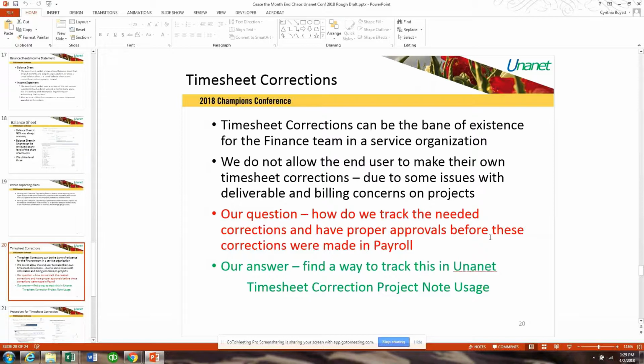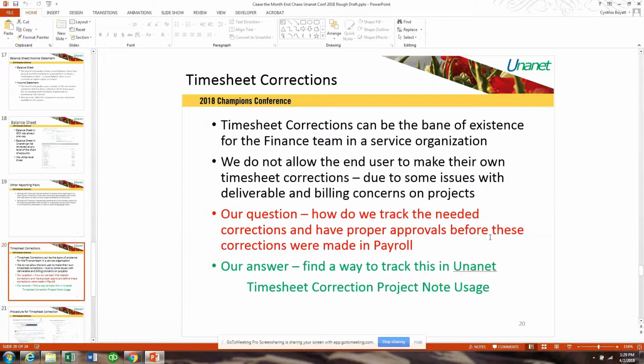So if we didn't go back and catch it, then our costs wouldn't match our revenue. And it was a total problem. So our question: how do we track the needed corrections and have proper approvals before these corrections were made in payroll? So we said, all right, well, number one, we're going to cut them off.